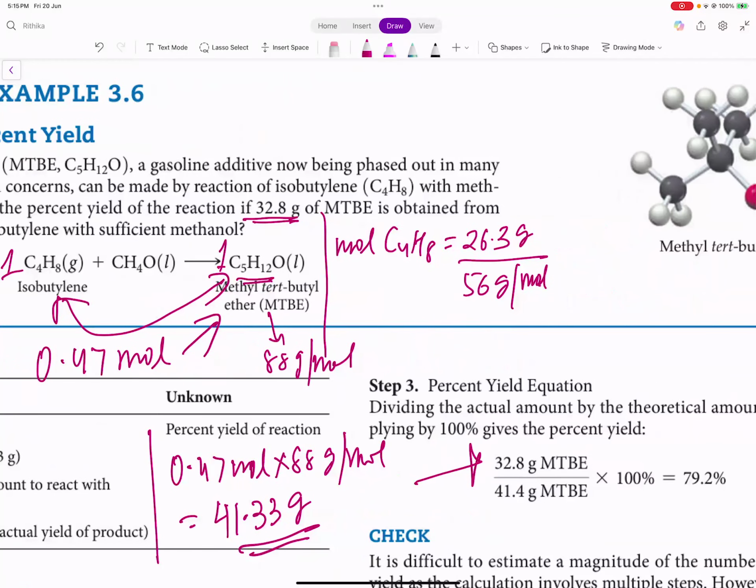The numerator is smaller, the denominator is bigger. This is the theoretical yield, and multiplying by 100 we get 79.2%. You are clear on this, right? Yes, sir.